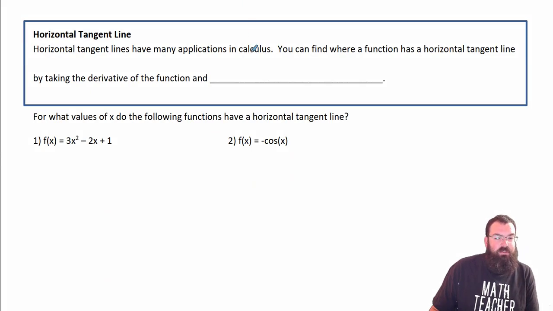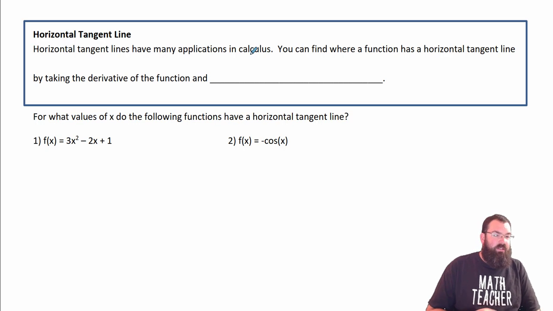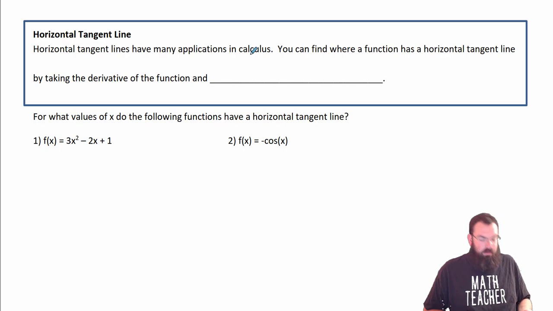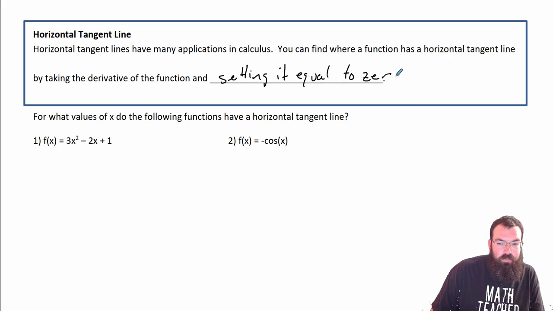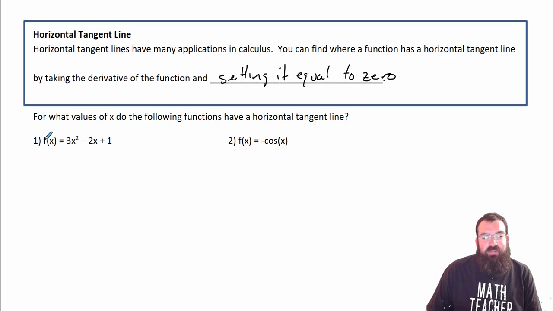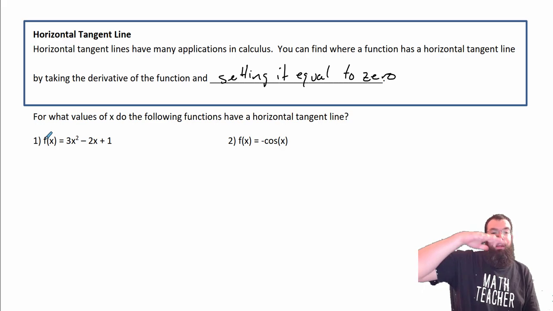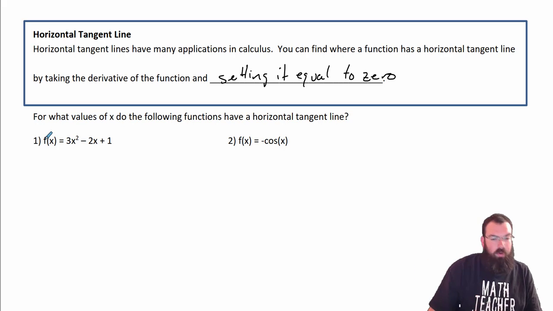Horizontal tangents. Horizontal tangent lines have many applications in calculus. You can find where a function has a horizontal tangent line by taking the derivative of the function and setting it equal to 0. So, for what values of x do the following functions have a horizontal tangent line? Horizontal meaning this way, not vertical, okay?